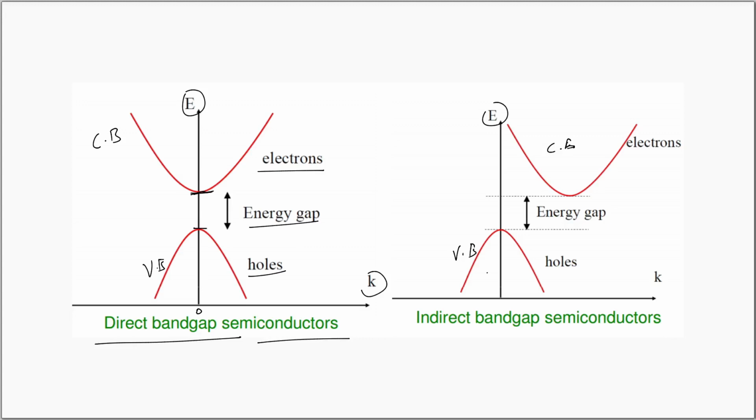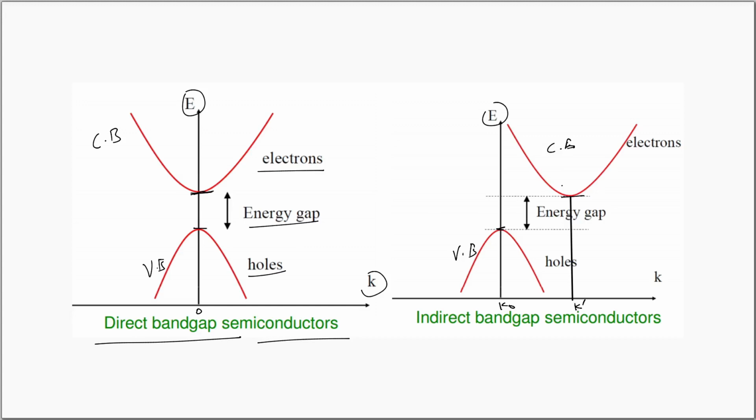On the other hand, if the bottom of the conduction band corresponds to a value of K, say K prime, and the top of the valency band corresponds to a value of K, let us say K0, the energy gap is the difference between the bottom of the conduction band and the top of the valence band. This is the energy gap. So in these two cases, perhaps the energy gap is almost same.